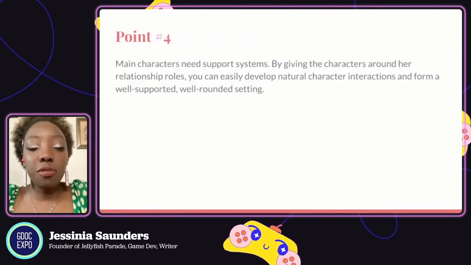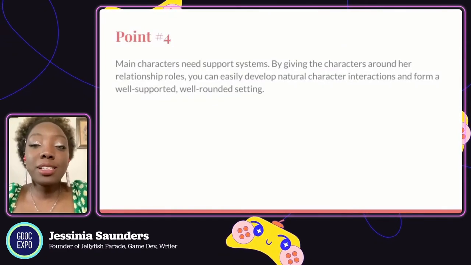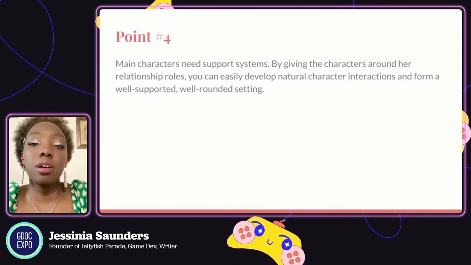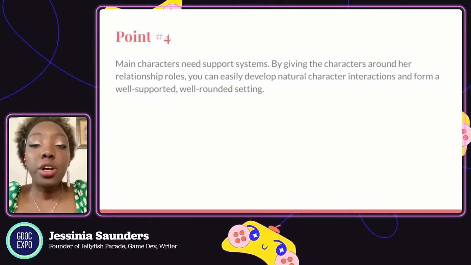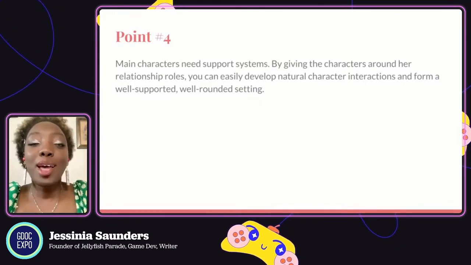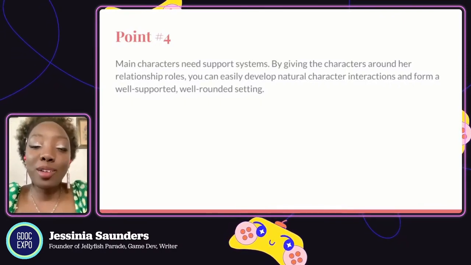So that brings me to point 4. Main characters need support systems. By giving the characters around her relationship roles, you can easily develop natural character interactions and form a well-supported, well-rounded setting.